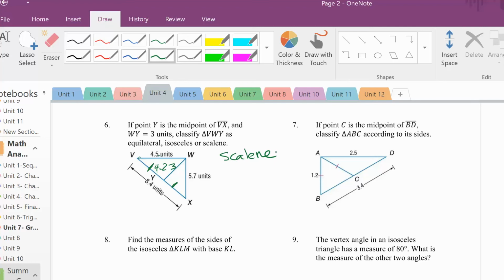Here, if point C is the midpoint of BD, so that means these two are the same, which means half of 3.4 is 1.7. It says classify triangle ABC according to its sides. Well, ABC here, notice these two are the same, so it's 1.2. So notice it has two congruent sides, which means it is isosceles.